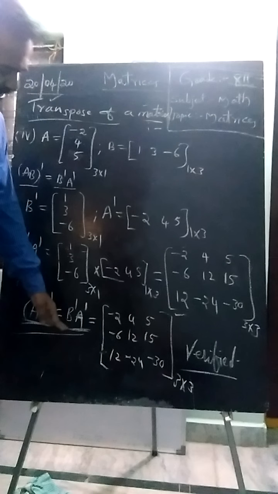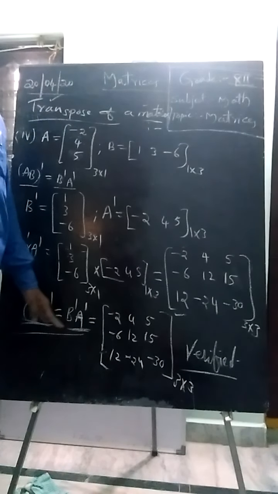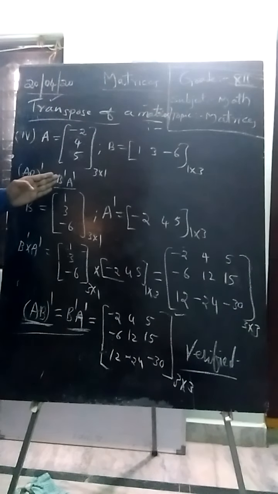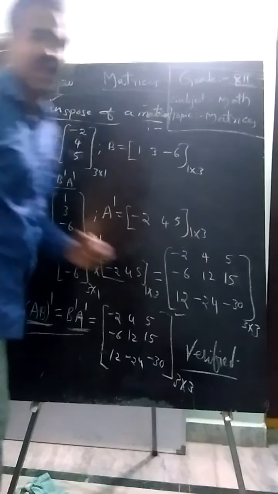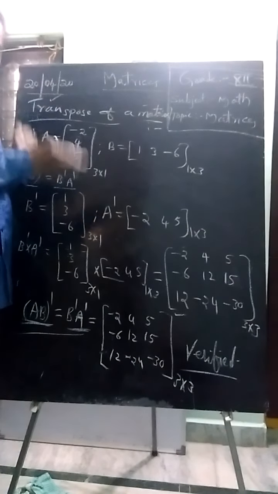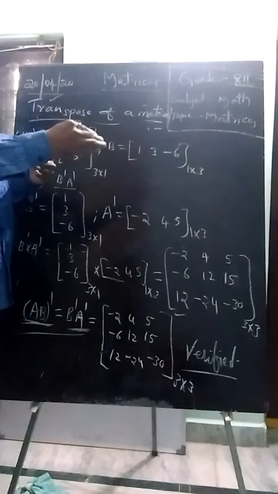So these two are equal for any two matrices when the product is applicable. This property of transpose of matrices is applicable for any matrices where multiplication is possible. So hence verified. Till now we discussed the first property for transpose of matrix, and 4 properties of transpose of matrices we discussed till now. So let us go through some more applications on transpose.